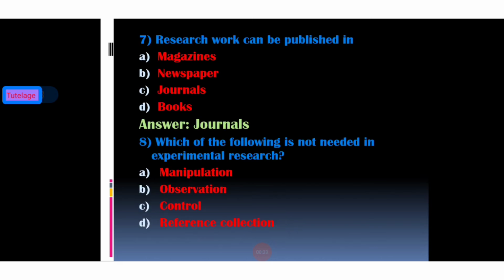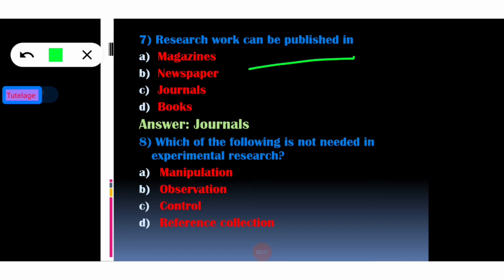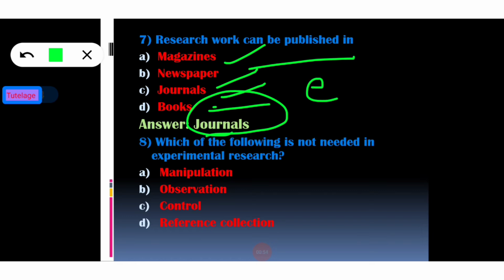Here we can see the next question. Research work can be published in: first option is magazine, second option is newspaper, third option is journal, and the fourth option is books. And we all know that research work can be published in journals, not magazines, newspapers, or books. So option number C is the correct answer. Now move on to the next question.